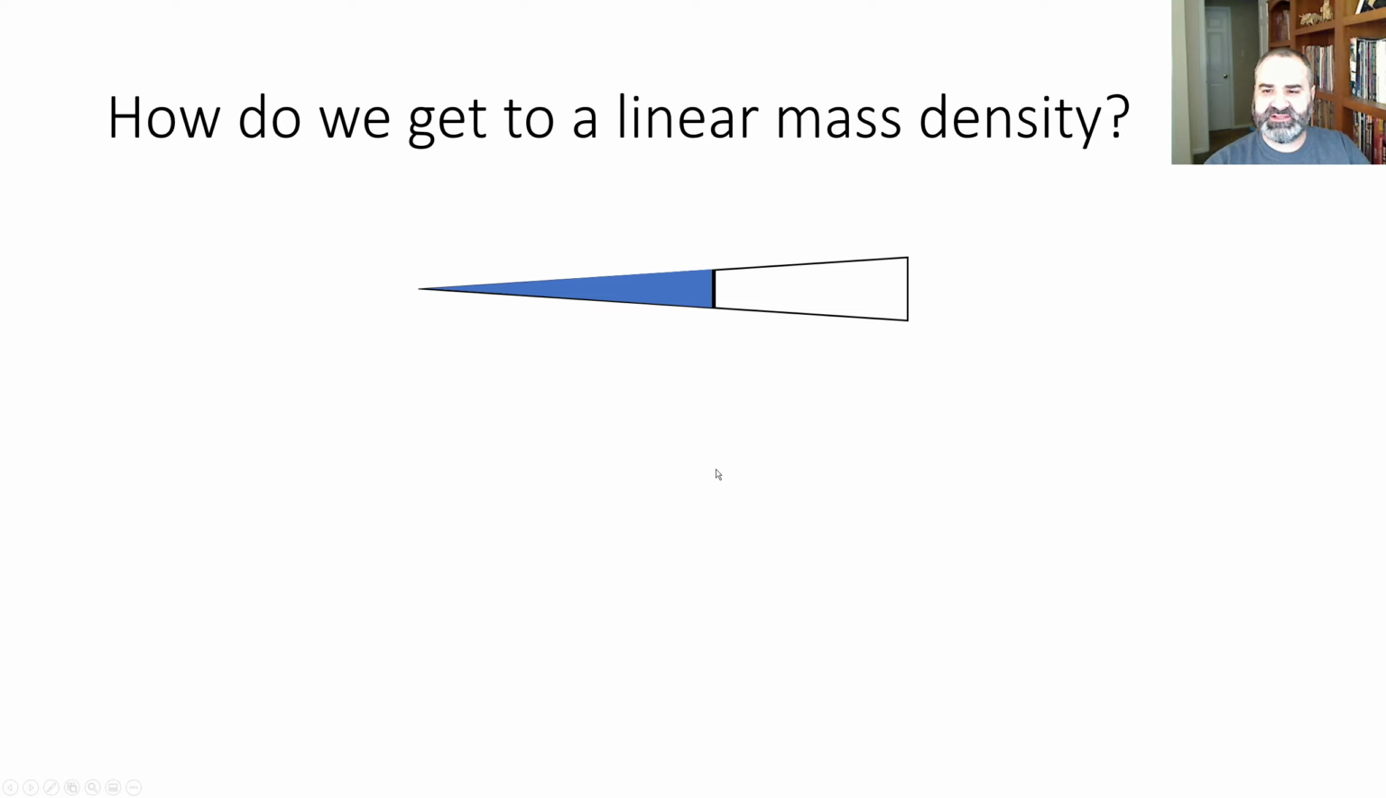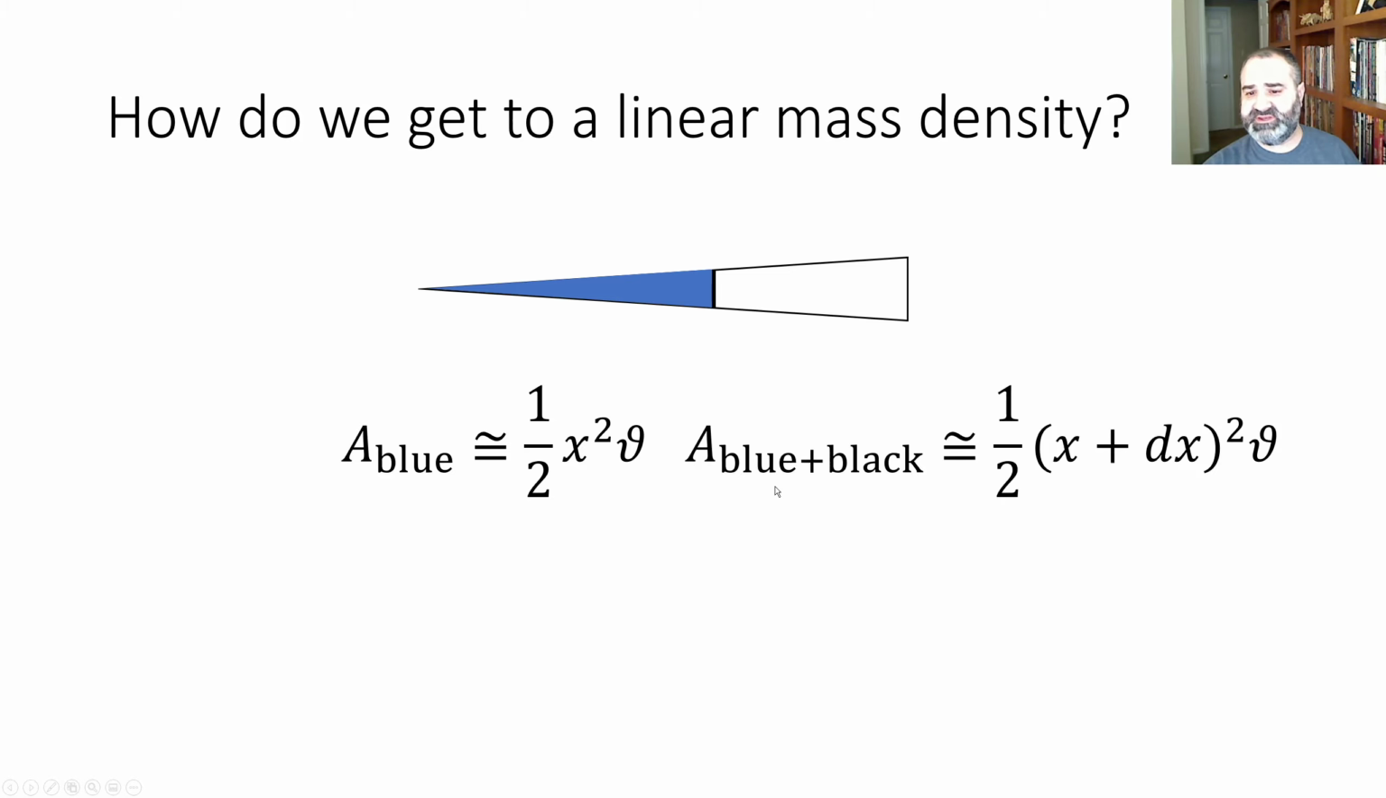Let's look at the triangle up to the little dx segment, this little black segment, and including it. The area in this blue up to that point is going to be 1/2 x squared theta. We'll call x the distance to our little dx. And if we include the little dx, we get x plus dx as our length. So the area of the blue plus that little black shaded area is going to be 1/2 (x plus dx) quantity squared times theta. Well, what's the area of the black?